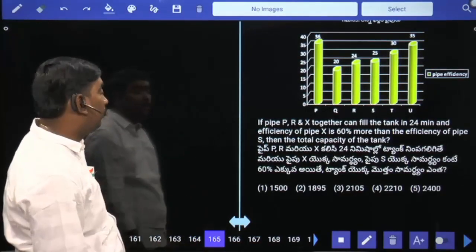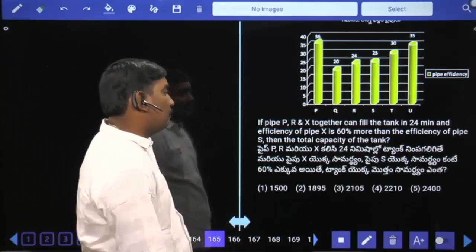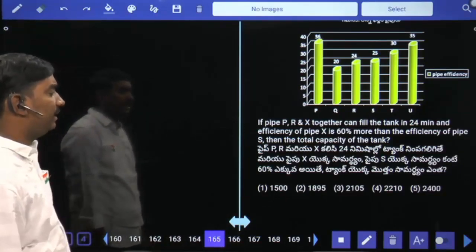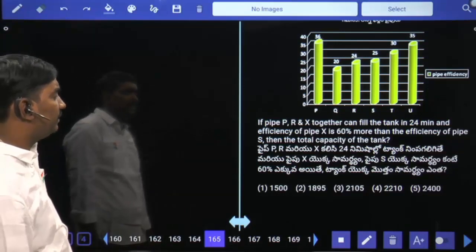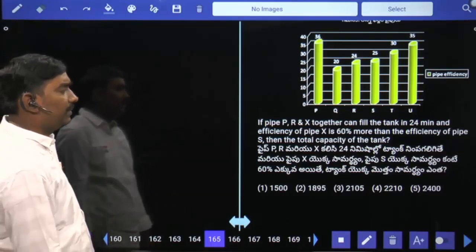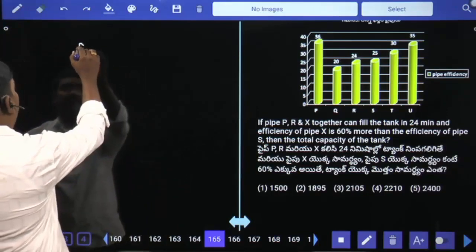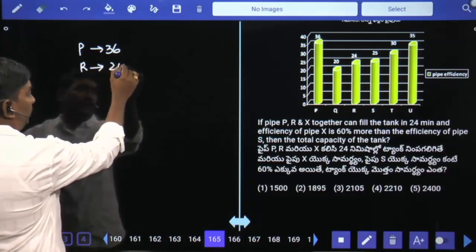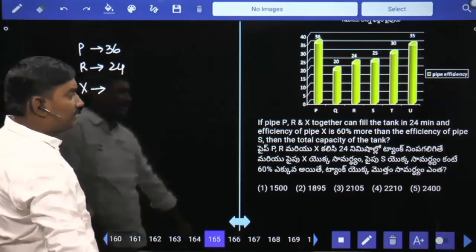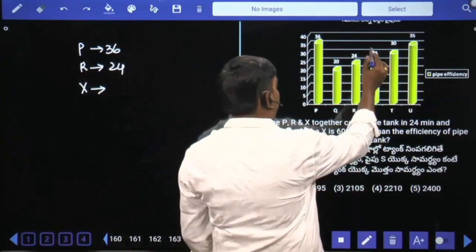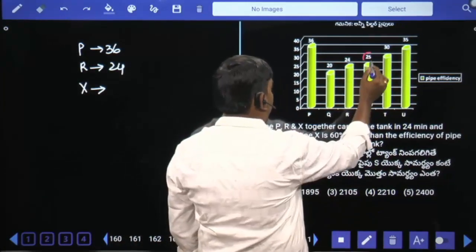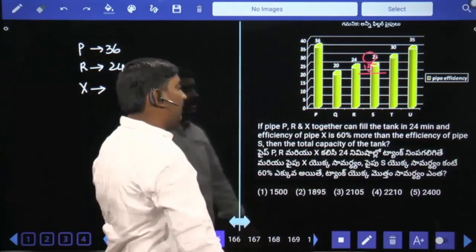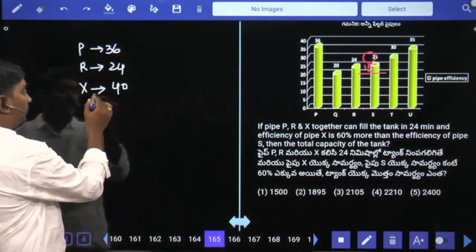Next. Pipes P, R and X together can fill the tank in 24 minutes, and the efficiency of pipe X is 60% more than the efficiency of pipe S. Then what is the total capacity of the tank? P can fill 36 liters in 1 minute. R can fill 24 liters in 1 minute. Whereas X is 60% more than S. S is 25 liters, and 60% of 25 means 15 liters extra. Then X's capacity is 40 liters in 1 minute.